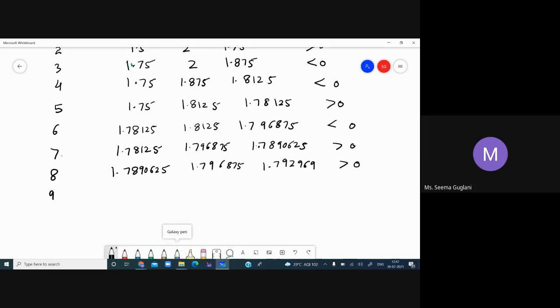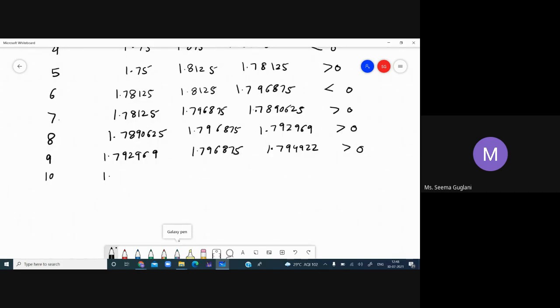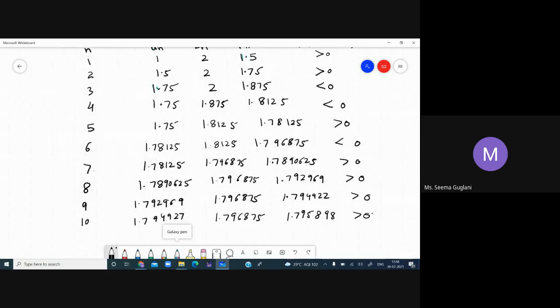So at the ninth iteration, I am having 1.792969, then 1.796875, then 1.794922, which again comes out to be positive. So at the 10th iteration, I would be at 1.794927. It's 1.796875, and this is 1.795898. Now these are the results of the 10 iterations with the bisection method.